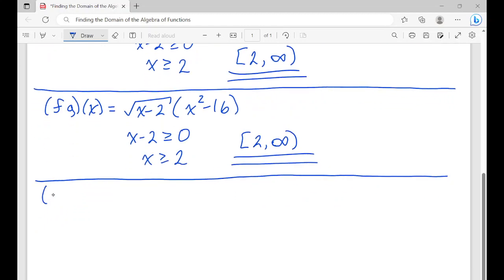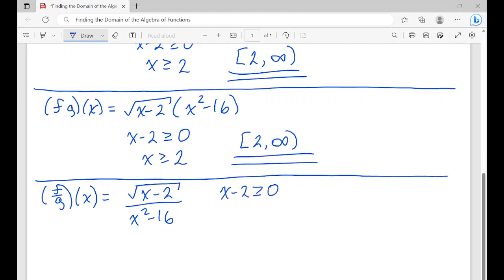Last, we have f divided by g, the quotient of the two functions. So it's going to be square root of x minus 2 up top and x squared minus 16 at the bottom. Now this time we do have a fraction and a square root. We have two things we have to deal with. So first, I'm going to start off with the square root because we've already done that a few times. So it's very easy. x minus 2 greater than or equal to 0, which is going to give me x is greater than or equal to 2. So the domain of this part is 2 to infinity.